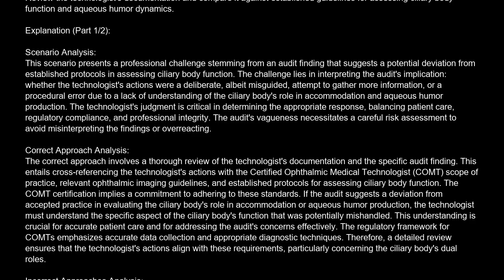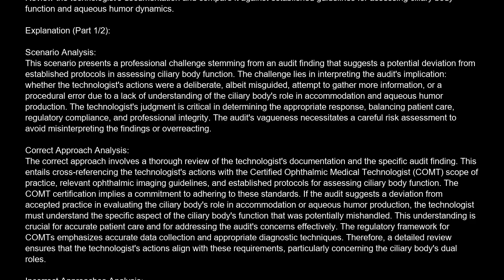The challenge lies in interpreting the audit's implication. Whether the technologist's actions were a deliberate, albeit misguided, attempt to gather more information, or a procedural error due to a lack of understanding of the ciliary body's role in accommodation and aqueous humor production. The technologist's judgment is critical in determining the appropriate response, balancing patient care, regulatory compliance, and professional integrity. The audit's vagueness necessitates a careful risk assessment to avoid misinterpreting the findings or overreacting.